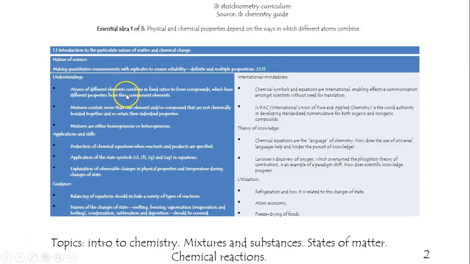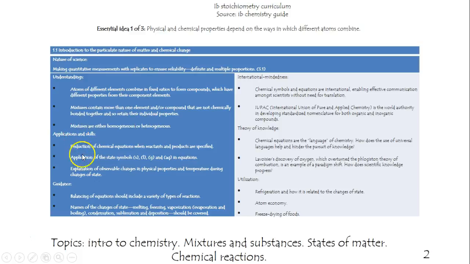What we need to understand is that different elements combine in fixed ratio to form compounds. I'm thinking about balanced chemical equations, for example. Mixtures are covered. They can contain more than one element or compound that are not chemically bonded together. We need to know what a mixture is like, both homogeneous and heterogeneous.